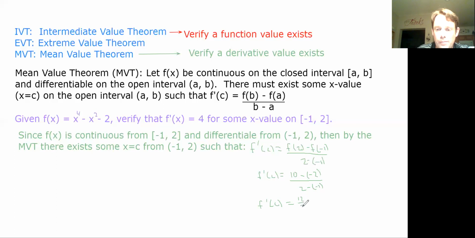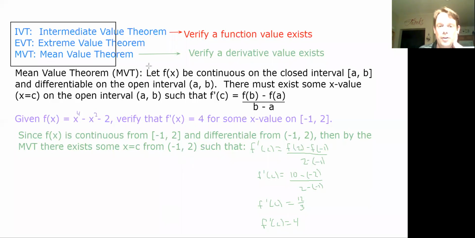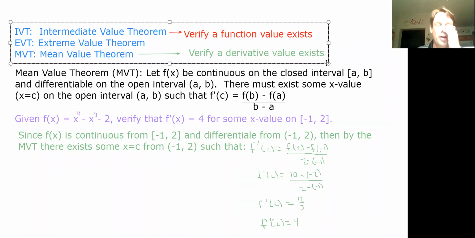And friends, MVT says there will be a c value then that will have a derivative of 4. That's the MVT. So friends, general thing to take away here is, if you remember nothing else from today, at least the IVT and the MVT, that's big idea time. You want to prove that a function value exists? IVT. You want to prove that the derivative value exists?